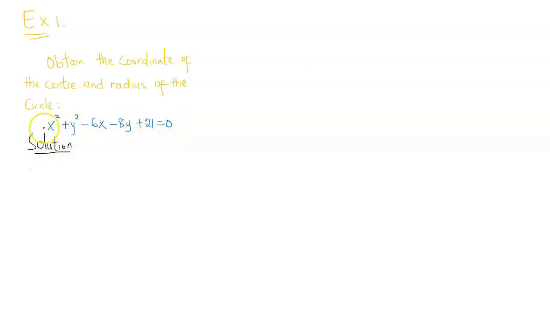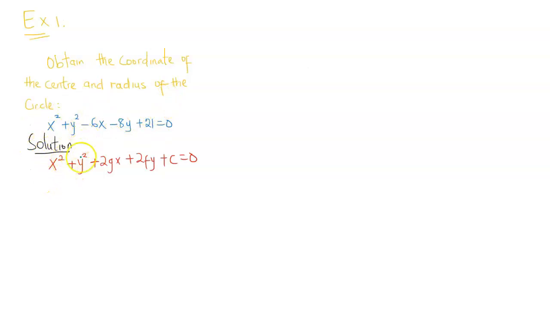Solution. The first thing we are going to do here is to compare this equation with the general equation of the circle. And we know that the general equation of the circle is x squared plus y squared plus 2gx plus 2fy plus c equal to 0. That comparison would allow us to see that the blue equation is in actual fact an equation of a circle, because we can see that the coefficients of x squared and y squared are the same. That's the first condition. The second condition is that there shouldn't be any xy term. So as we can see here, there is no term that involves the product of x and y.